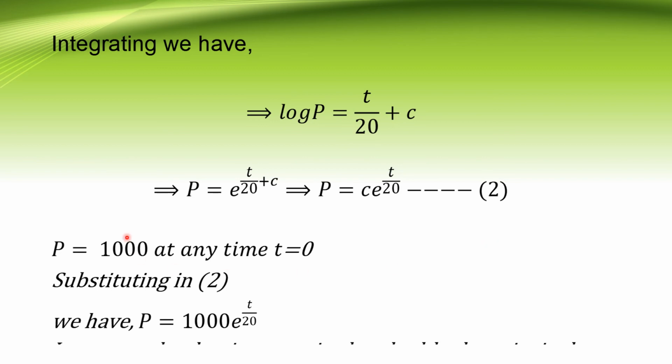In the given problem, P equal to 1000 is given at time t equal to 0. So I'm going to substitute the values capital P is equal to 1000 and time equal to 0 in equation 2. By replacing capital P with 1000, on the left side we get 1000 is equal to C into e power, applying t as 0. 0 divided by any term is 0, so we get e power 0, and e power 0 value is 1. So the value of capital C will be 1000. So finally equation 2 will become capital P is equal to 1000 into e power t by 20.